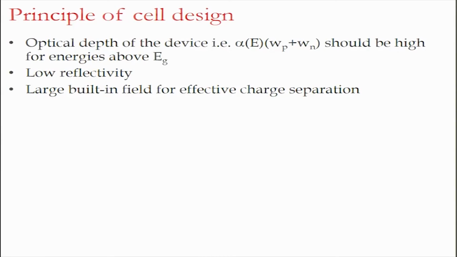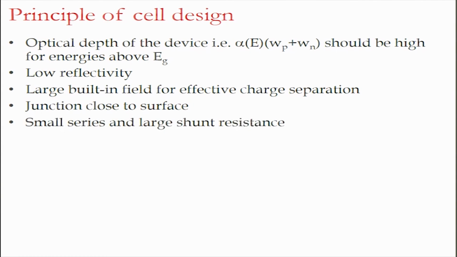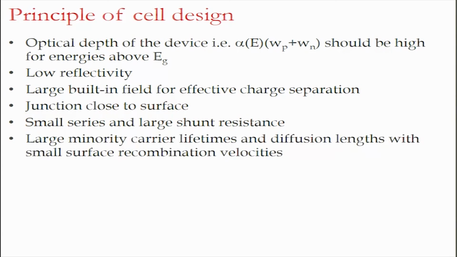The device must have low reflectivity, it must have a large built-in field for effective charge separation. The junction should be close to the surface, so we will come to the reasons for this, especially in case of silicon it is very important. The junction should be close to the surface, and this is mainly because of recombination in the different types of materials. The device must have a small series and large shunt resistance, as we have seen. The minority carriers must have long lifetimes and diffusion lengths with small surface recombination velocities.